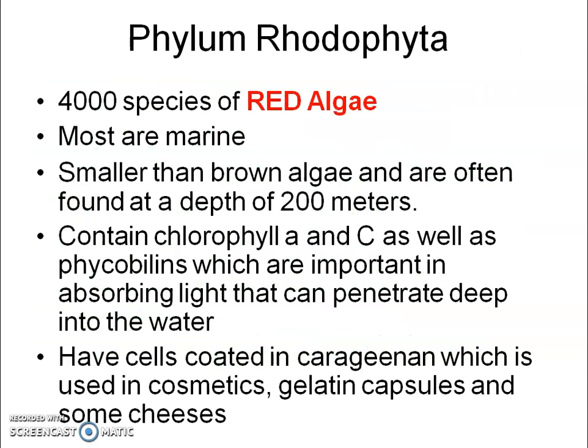Then phylum Rhodophyta, that is the red algae. It contains 4,000 species. Mostly they are marine, often found at the depth of 200 meters. They are down in the sea. They contain chlorophyll a and d, as well as phycobilins. These are also pigments which are important in absorbing light that can penetrate deep into the water. They have cells coated in carrageenan, which is used in cosmetics, gelatin capsules and some cheese.